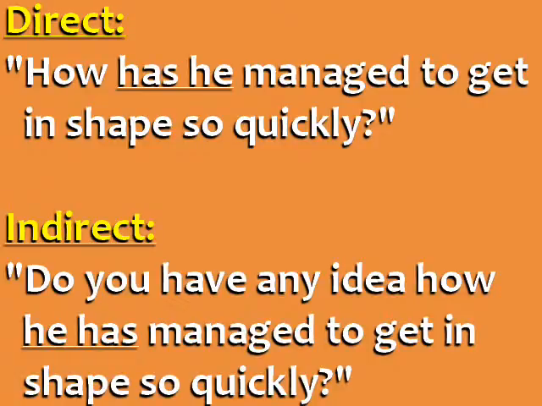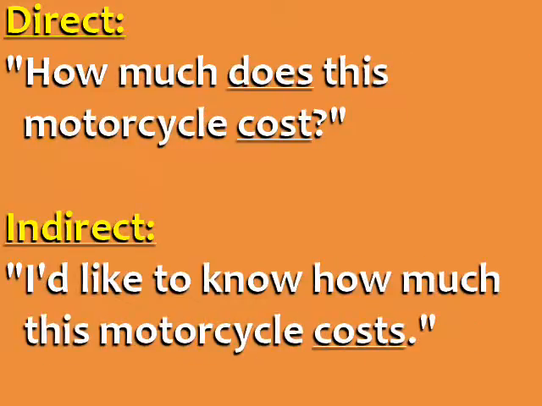Direct: How has he managed to get in shape so quickly? Indirect: Do you have any idea how he has managed to get in shape so quickly? The verbs have, has, and had also come after the subject in indirect questions.